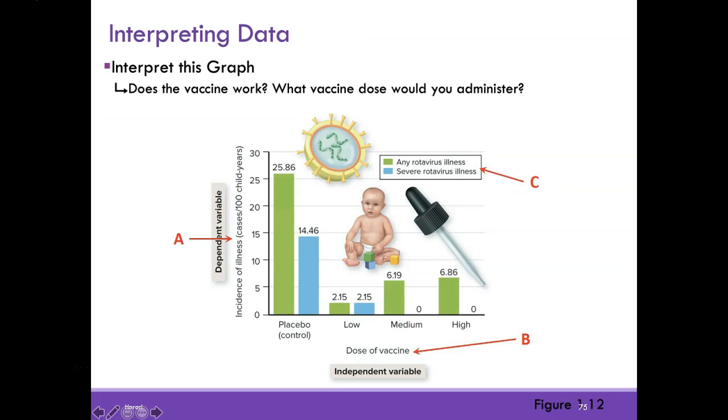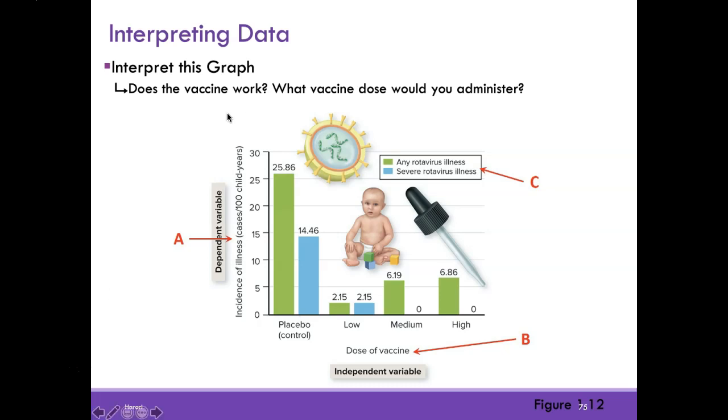So take a second to pause here and interpret this graph. What we're looking at here is whether a low dose, medium dose, or a high dose was able to reduce the incidence of illness of rotavirus. This graph shows, in green, any rotavirus illness, and in blue, specifically severe rotavirus illness. So I want you to pause here and really look at this graph. Does the vaccine work? And what vaccine dose would you administer to a baby that came into your clinic if you were a pediatrician?